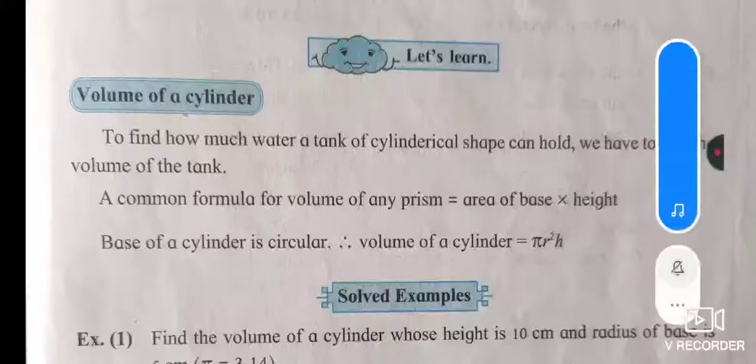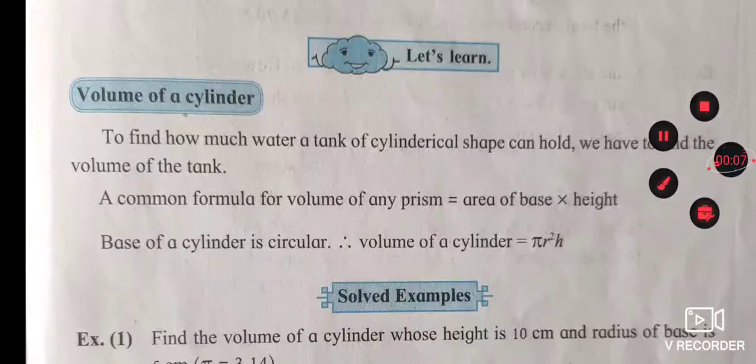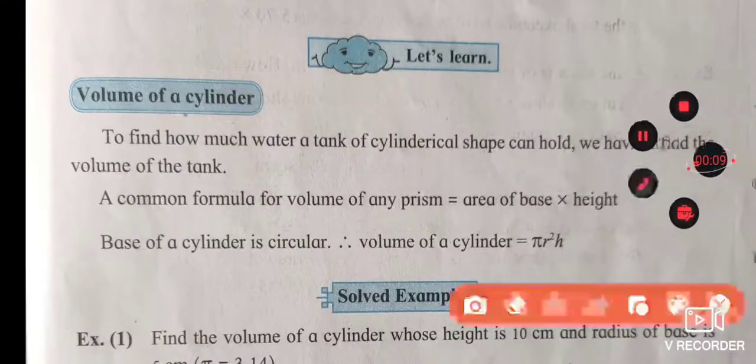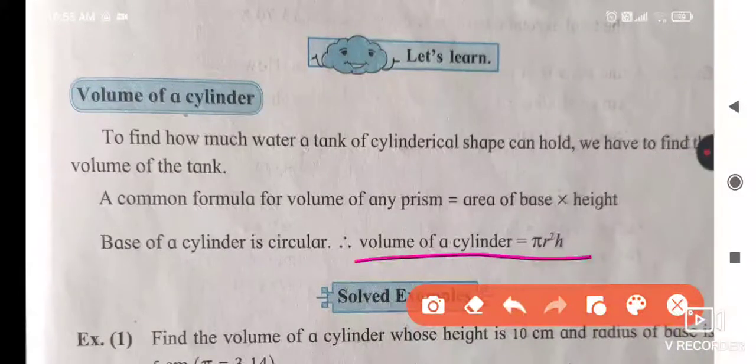Hello students, in the last lecture I taught you how to find the volume of a cylinder, and its formula is: the volume of a cylinder equals pi r square h. By using this formula we are going to find the volume of a cylinder.